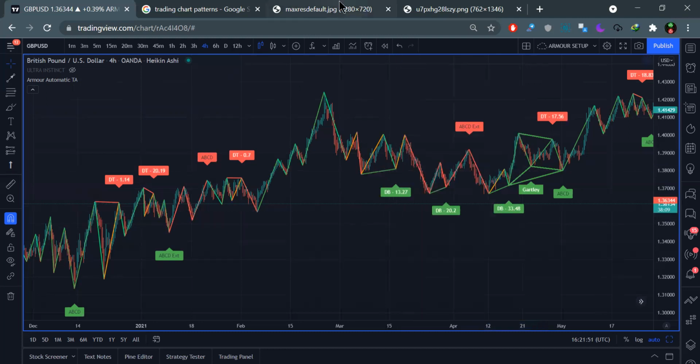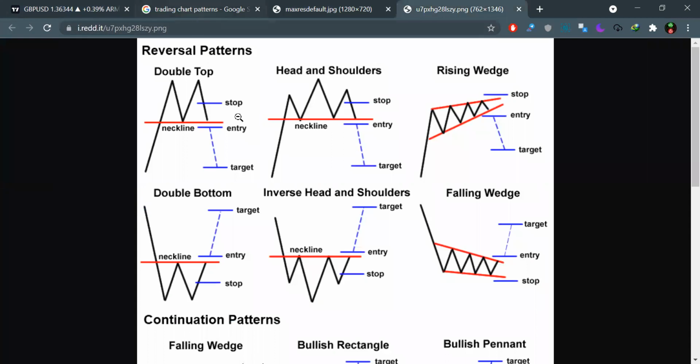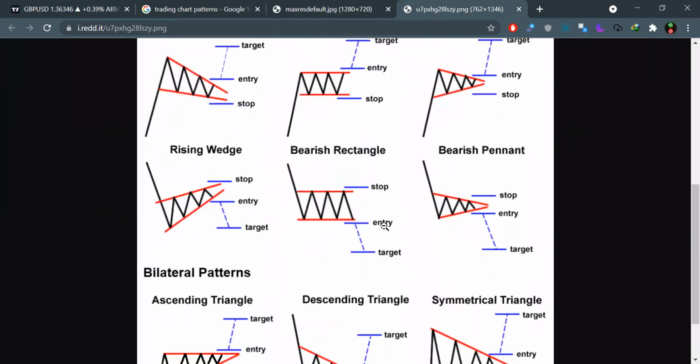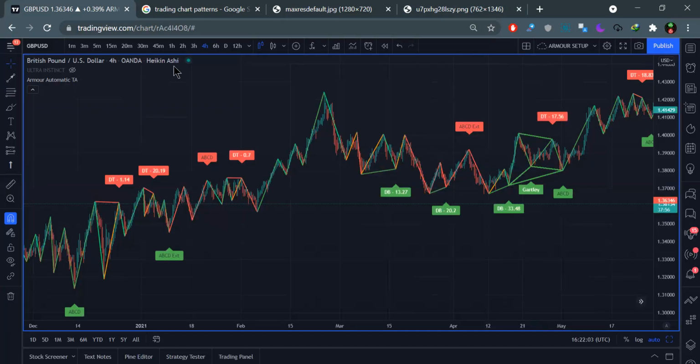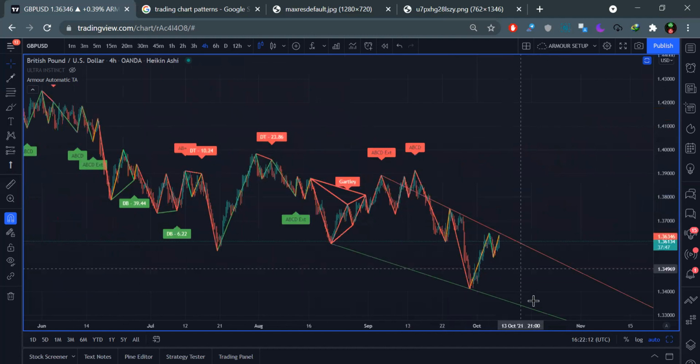And there are more. Yeah, here are some wedges, some rising wedges, and bullish pennants. They are pretty obvious. Bull flag, bear flag. So let me show you. Here is a falling wedge. Okay, perfect example of a falling wedge. It's forming, by the way.